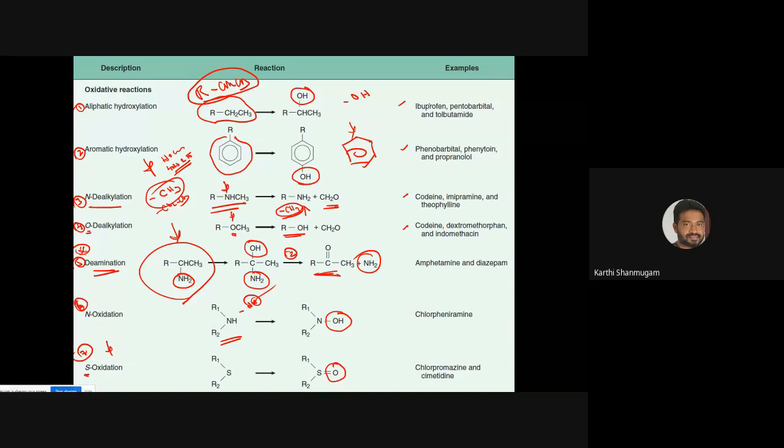So I give a small task now. Can you take the structure of ibuprofen? It explains how aliphatic hydroxylation is possible for ibuprofen. First question: how is aliphatic hydroxylation possible for ibuprofen? What is the site of the reaction you had mentioned? And after the aliphatic hydroxylation, what will be the product of ibuprofen? I'm putting three questions here. Is my question understandable?